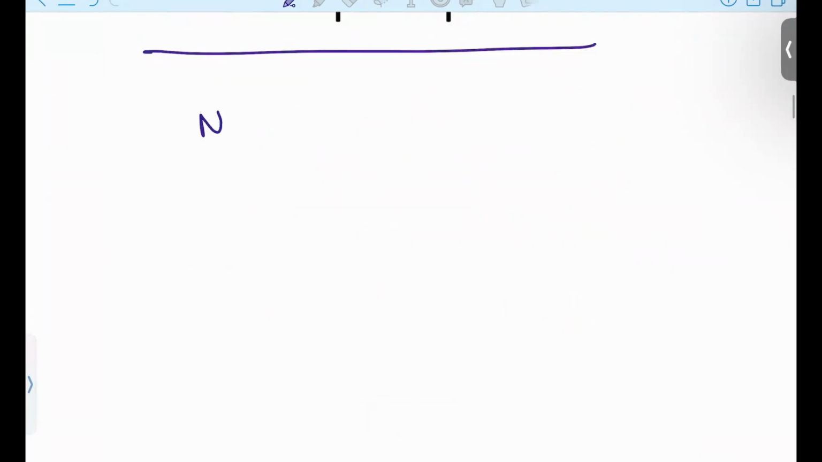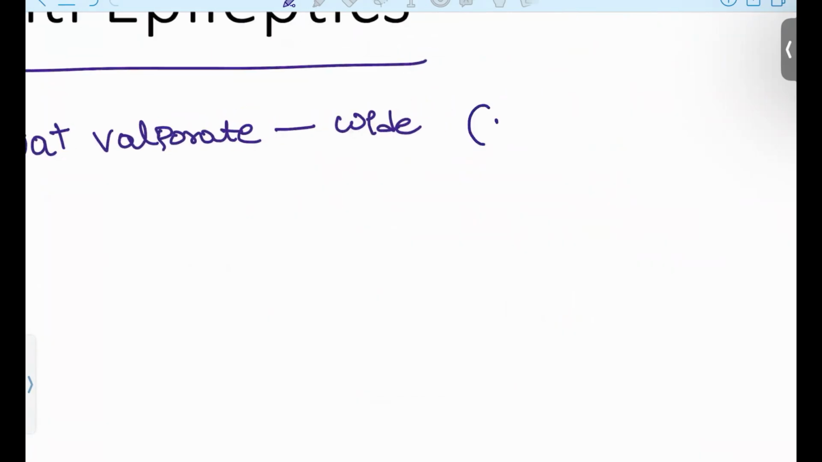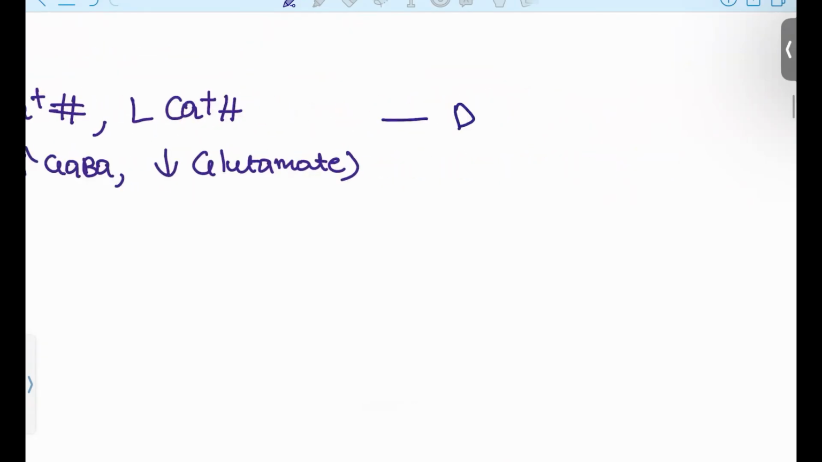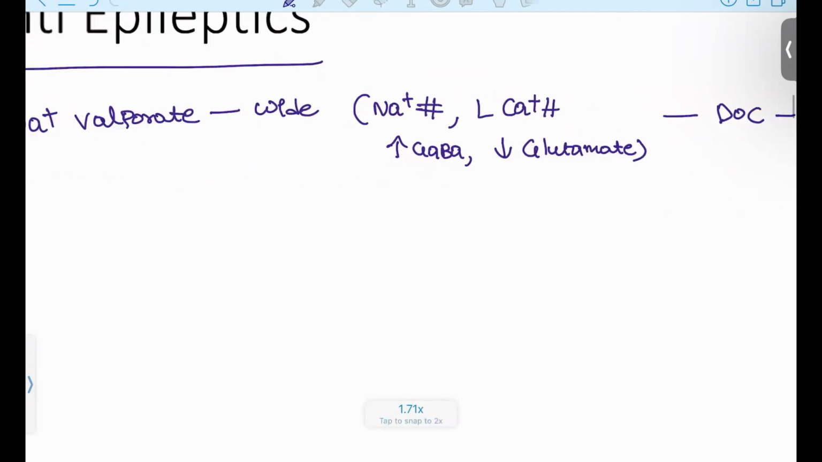Next, moving on to the anti-epileptics and their mechanism of action. Sodium valproate is a commonly used drug because it is a wide spectrum drug. What is it going to block? It is going to block the sodium channels. Along with that, it blocks the L-type calcium channels. It will also increase GABA among the neurotransmitters and decrease glutamate. This is the wide variety of mechanisms. That's why this drug is the drug of choice for GTCS and also for patients suffering from myoclonic epilepsy and absence seizures in India. Okay, a wide variety of use, that is sodium valproate.